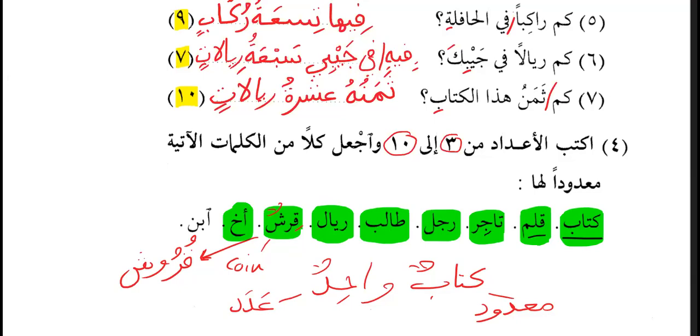جيد. أبو يوشع، ابن. ابن واحد. ابنان اثنان. ثلاثة أبناء، أبناء سبحان الله. أربعة أبناء. خمسة أبناء. ستة أبناء. سبعة أبناء، ثمانية أبناء، تسعة أبناء، عشرة أبناء. ممتاز.